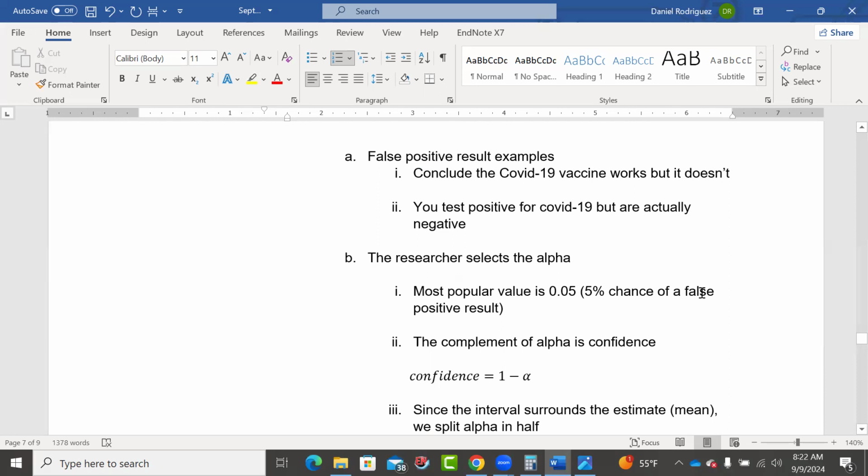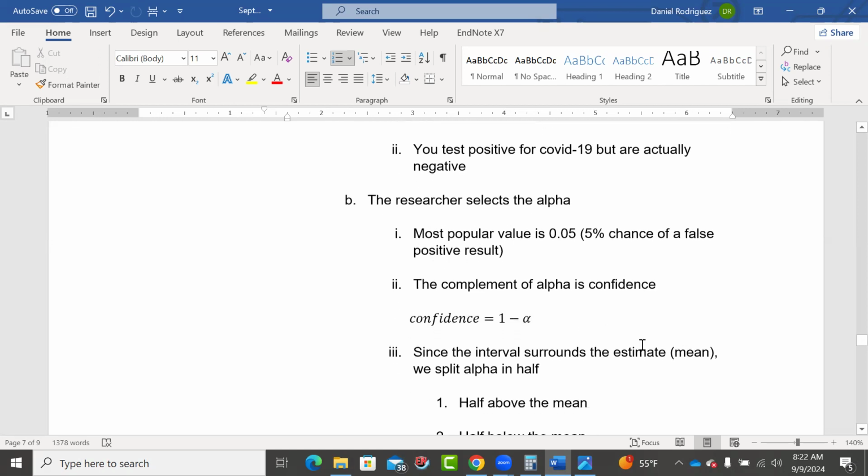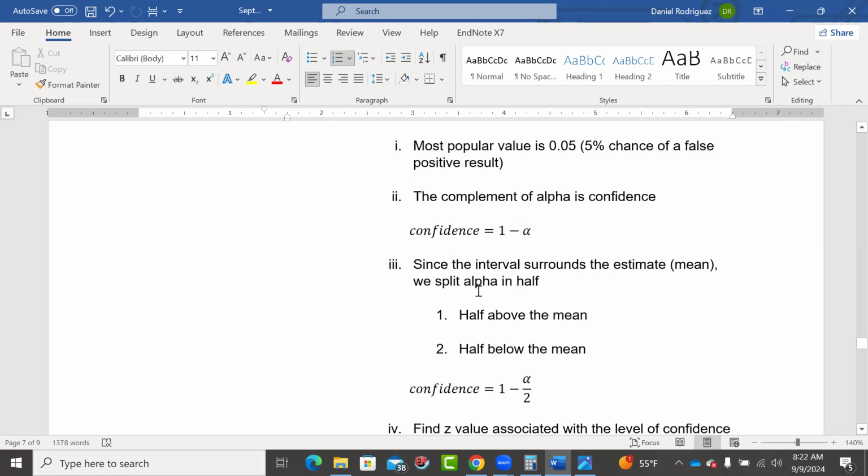Researchers select their alpha. So again, we'll talk more about this when we get into hypothesis testing, but researchers select it, and it seems like the most popular value is 0.05, which represents a 5% chance of a false positive result. So to a large degree, the researcher can dictate what is considered an adequate or an acceptable false positive probability. The complement of alpha is confidence. So 1 minus alpha equals confidence. So these two are complementary, right? And that's why we can use this rule of complementary events, right? So we can calculate confidence just by subtracting alpha from 1 because they have to add up to 1.